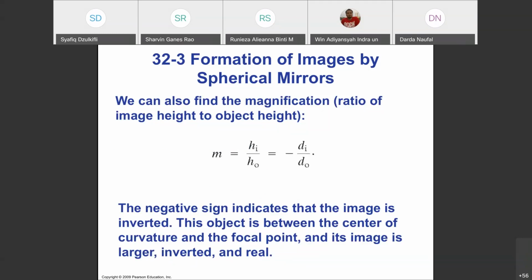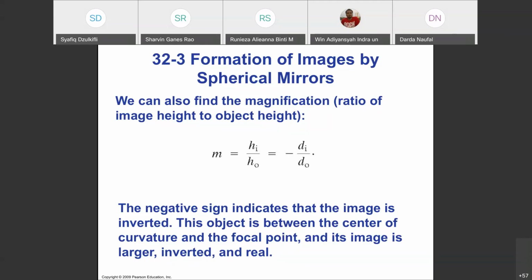HI is the height of the image. HO is the height of the object. DI is the distance of the image. DO is the distance of the object. A negative sign indicates that the image is inverted. What does inverted mean? The image is upside down.